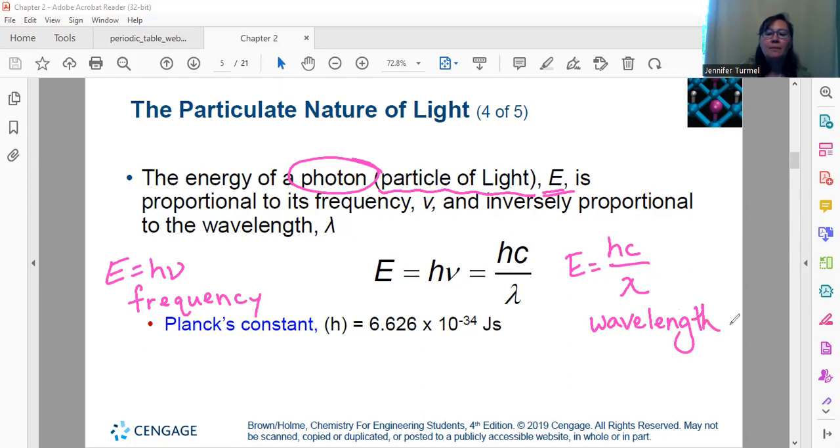The h value in there is just a constant, kind of like R was in the last chapter, and it's called Planck's constant h, and it's 6.626 times 10 to the negative 34th joule seconds. Our energy is in joules and our frequency is in inverse seconds, which is how this is going to end up working out.